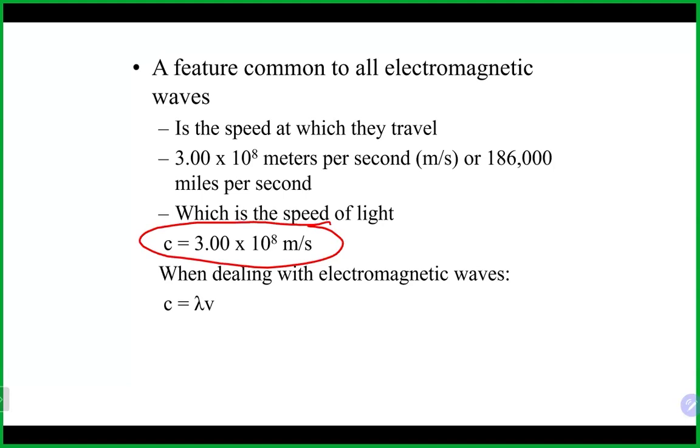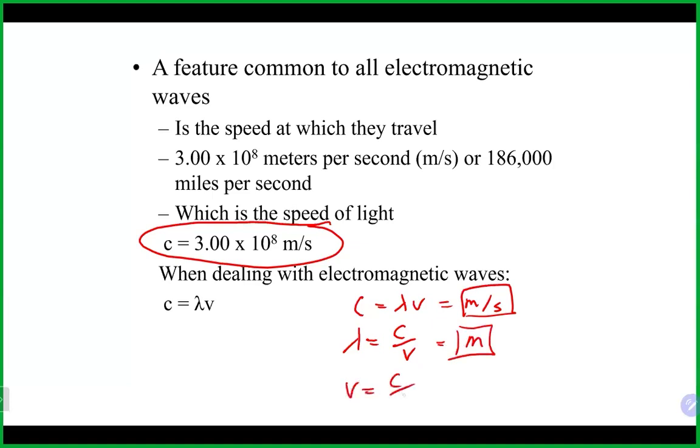For electromagnetic waves, we could use this equation, which is c is equal to the wavelength times the frequency. That again is going to give us meters per second if we use it just like that. We could also rearrange this. If we know the frequency, we could divide the speed of light by the frequency, and that will give us our wavelength in meters. And if we know the wavelength, we could find the frequency by doing really the same calculation. And that will give us our frequency in reciprocal seconds. So those are 3 ways that this equation is rearranged.